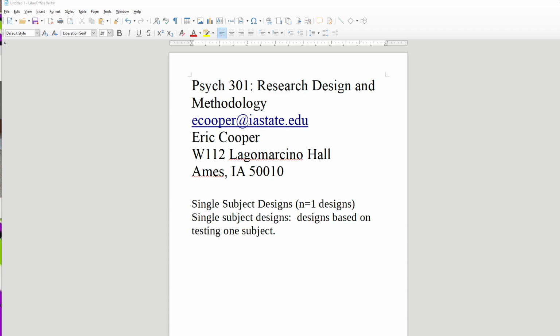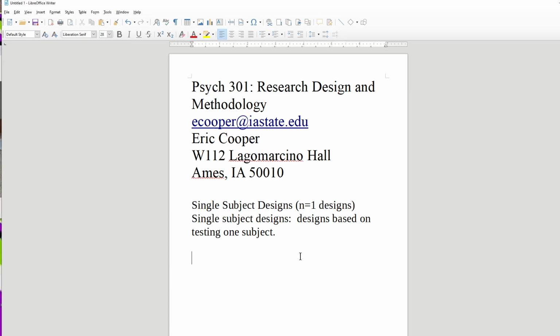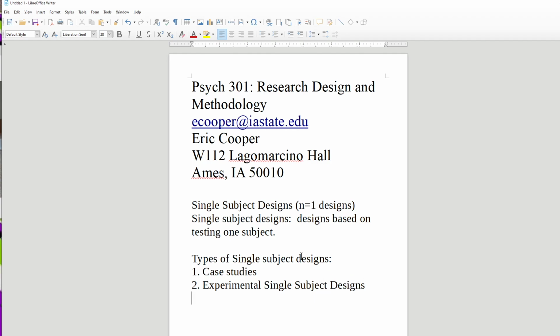Now, in general, there are two types of single subject designs, and let's list what those are. First are case studies, and then the second type are experimental single subject designs.